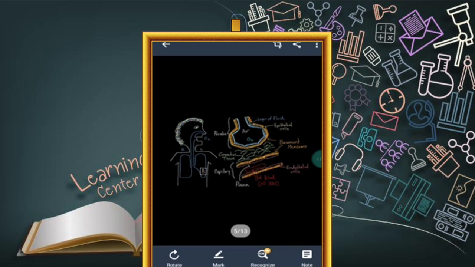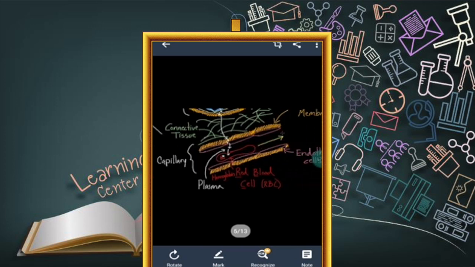So in the alveoli to blood capillaries, that exchange of respiration is called external respiration. External means in the lungs, so it is called external respiration. Let us see this diagram, everybody.